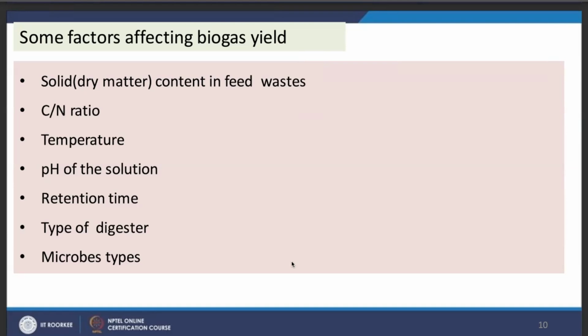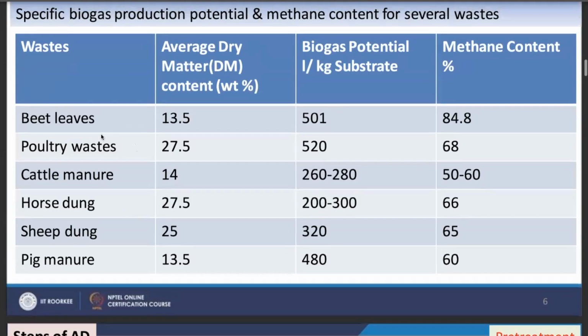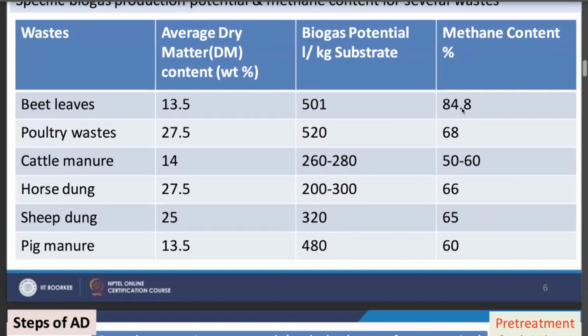So the factors which affect the yield of biogas from a waste material are, first, the solid content in the feed waste, as I mentioned. The constituents which are present in the waste material will determine the amount of biogas you are going to get from that product, right? We have seen some examples in the table here. So these are the wastes and this is the methane content. Depending upon the type of waste, we will have different content of methane.